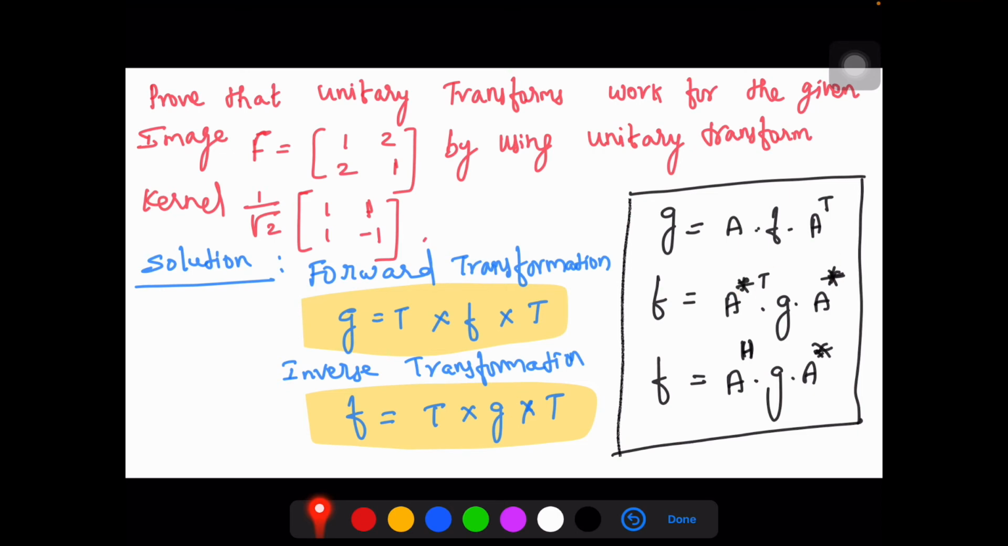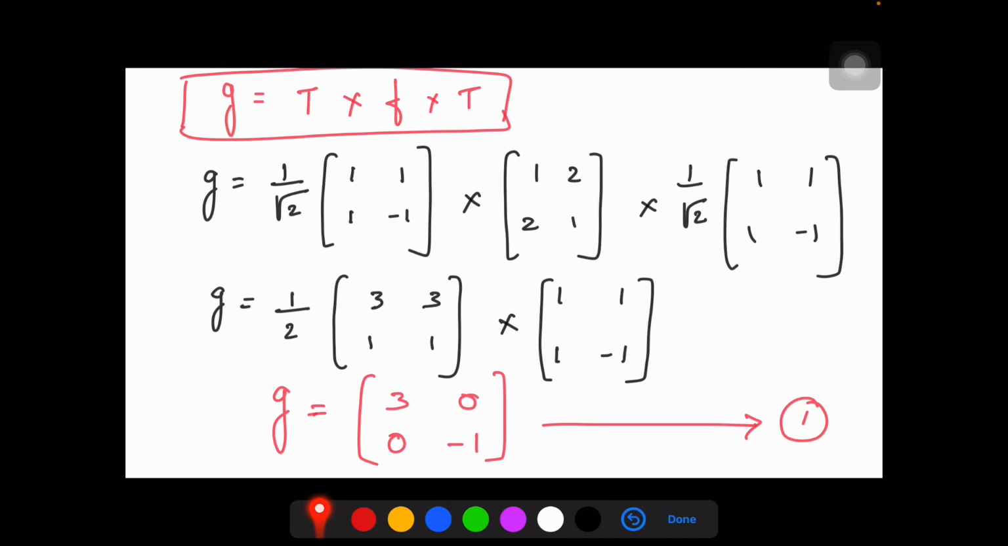transpose, and we call this term a Hermitian matrix. So it is A Hermitian G into A conjugate. So this is what we have to find. Just taking this, G is equal to T into image F into T.